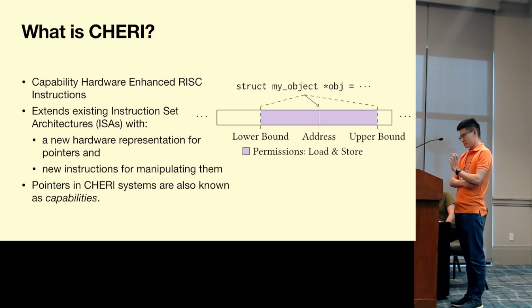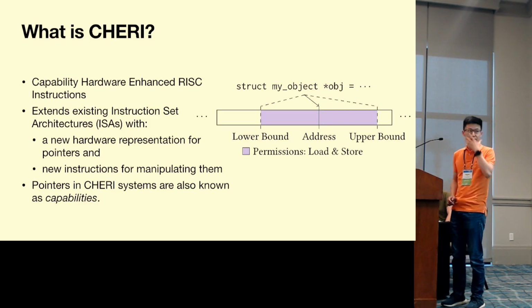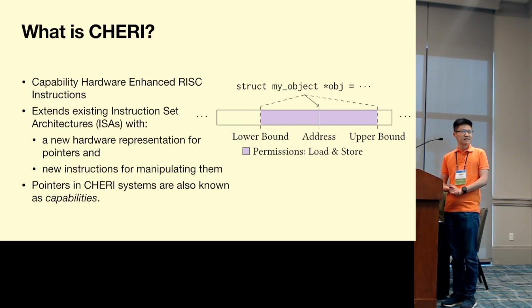It is an extension of existing instruction set architectures that comes with a new hardware representation for pointers and also new instructions for manipulating them. So as you can see on this diagram, you have a C pointer to an object, and traditionally the pointer is just an integer address, but with the CHERI architecture, this pointer will have more information, such as the lower bound and upper bound, in which of the memory that you can dereference with this pointer. And it also comes with permission bits, such as load, store, execute, etc., that you can use to limit what you can do with this pointer.